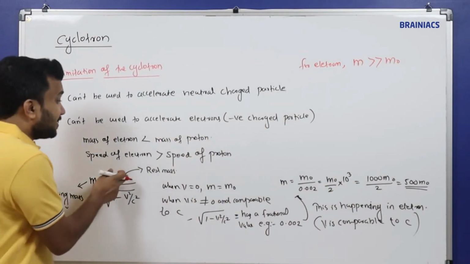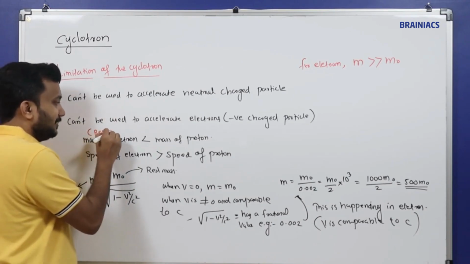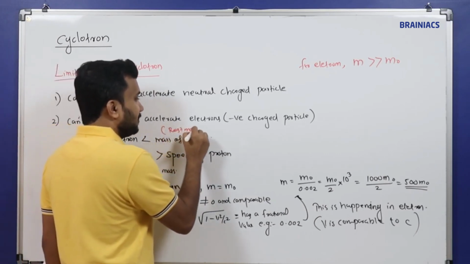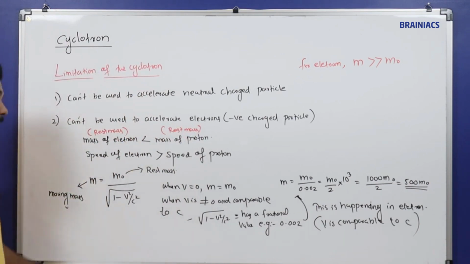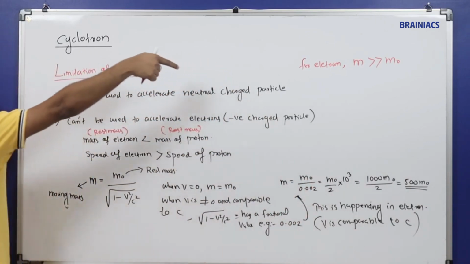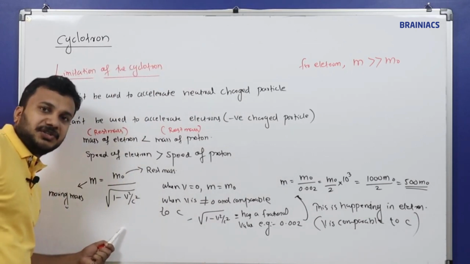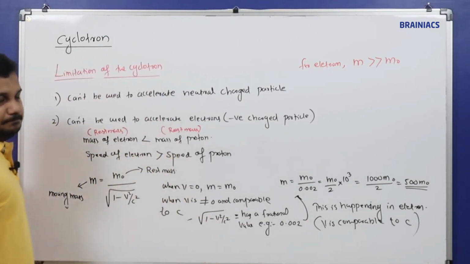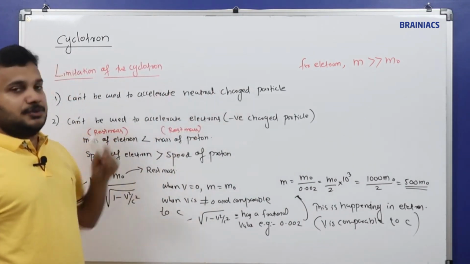This is called rest mass. Mass of electron means rest mass. This is also called rest mass. The rest mass of electron is less than the rest mass of proton, I know. But when the electron starts to move, its mass will be very high, as per this relation, this equation, which is derived from the Einstein equation. Okay, you got it. So mass will be higher.